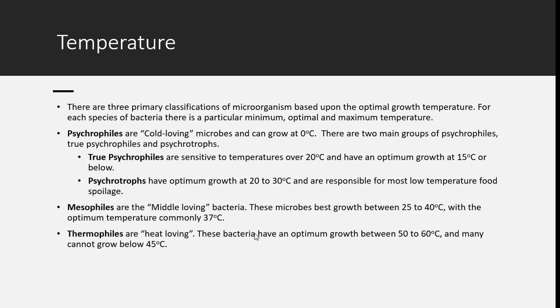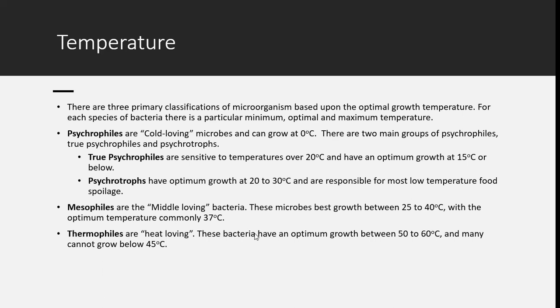Now, for bacteria in particular, they're going to have a minimum temperature, an optimal temperature, and a maximum temperature for growth, and we divide those into three groups based on their optimal temperature growth. So we have the Psychrophilics, which are the cold-loving bacteria. They grow best at temperatures between -5 and 15 degrees Celsius. Now we will be talking in Celsius here. And then those can be further divided into the true Psychrophilics or the Psychrotrophs, depending on where that true optimal is. Is it below the 20 degrees Celsius or the 20 to 30 degrees Celsius?